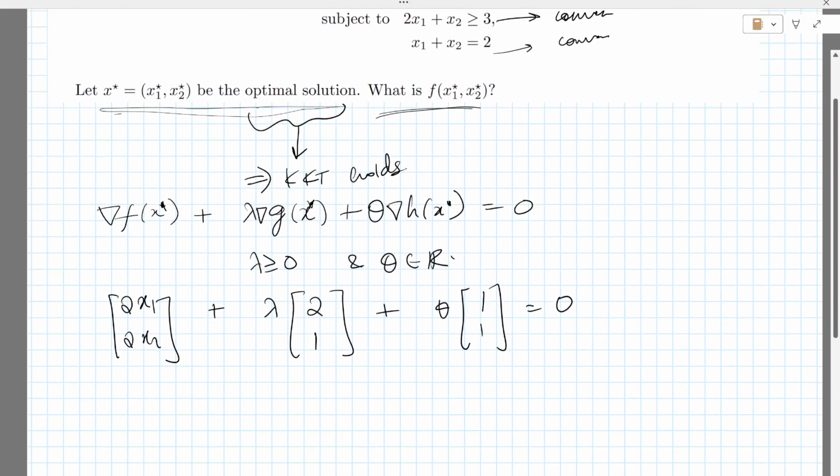Okay. So we have 4 variables and 2 equations. We have one more equation, that is x1 plus x2 is equal to 2, and one more equation we get from complementary slackness, that is lambda g of x should be equal to 0. Okay.